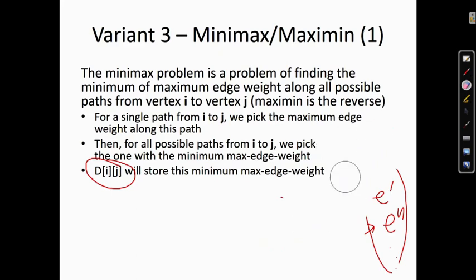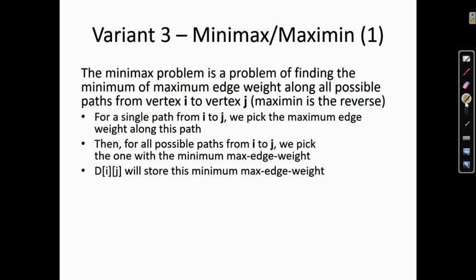So where have you seen this problem before? You definitely have seen this problem before, right? PS4. Find a path where the maximum edge along the path from i to j is minimized, correct? So you already have one way to solve this, which is what? Build the MST. Exactly. So MST is one way of solving the minimax problem on a graph.